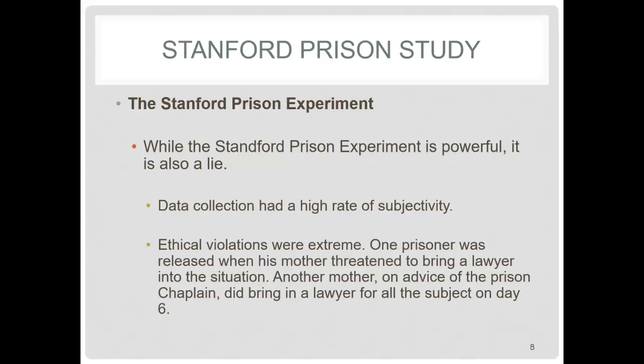On day 6, the prison chaplain was talking to another mother. The mother had come for a visitation and was pretty shocked by what she was seeing. And the chaplain recommended speaking to a lawyer. And she brought the lawyer in. I think this was Thursday. The chaplain talked to her on Thursday. And then on Friday, that lawyer came in and spoke to every prisoner that remained at the Stanford prison.